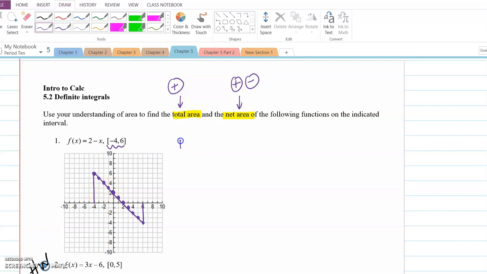The one here on the left is 1/2 times 6 times 6. So that's 18. And then the area here is 1/2 times 4 times 4, which is equal to 8. So once you have those two areas, now you can answer both questions.